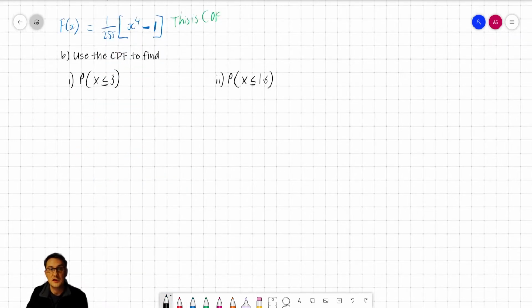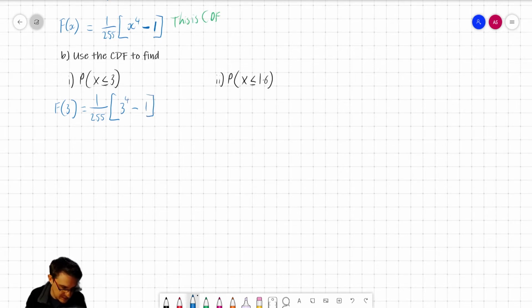So now we can use the CDF to find the area under the curve for both of these values here. The first one is we want to find from the starting point of the continuous distribution function up to number 3, and then we can also do it in the second part of this, which is up to 1.6. So we're going to use the CDF, which we've got up the top here. And as we do this now, what we're finding is effectively capital F of 3, because that's the substitution we're doing in here. So that's going to be equal to 1 over 255 brackets 3 to the power of 4 minus 1.